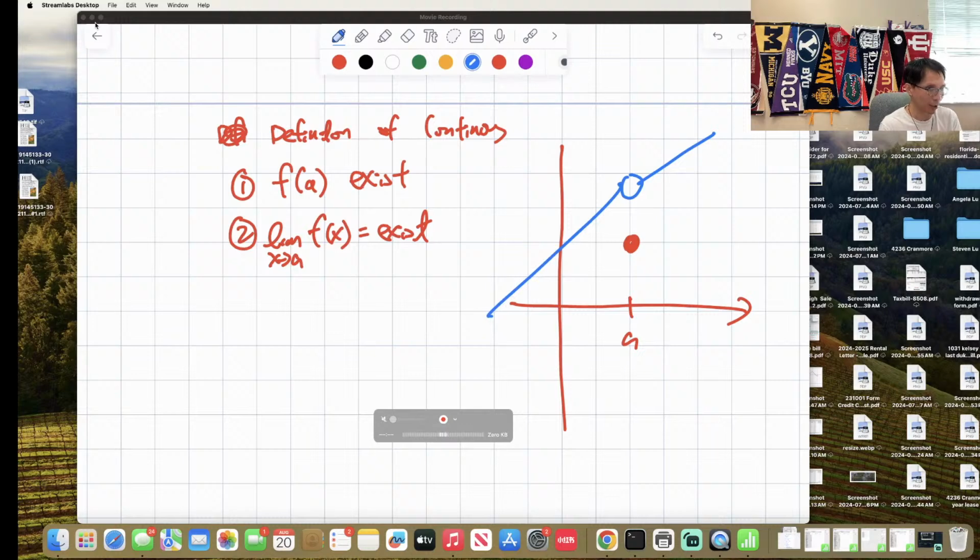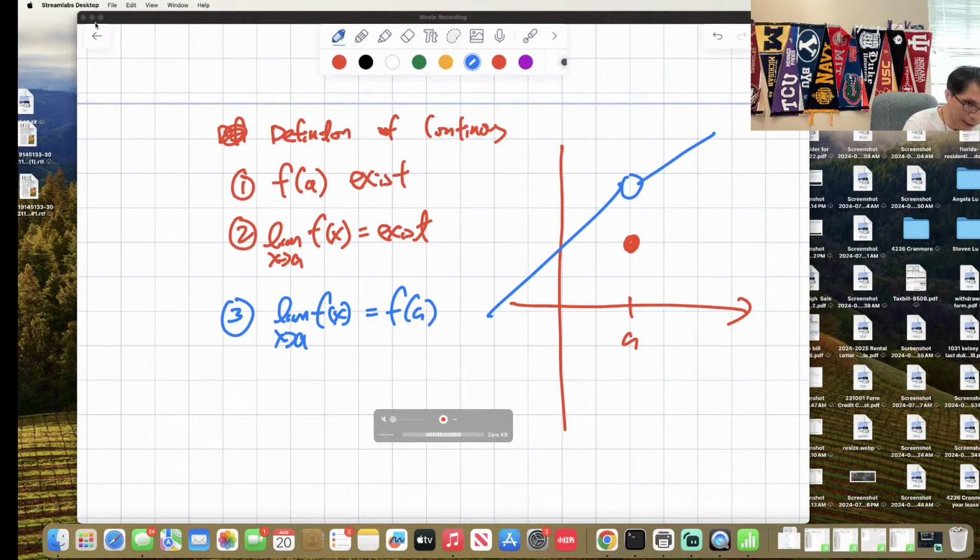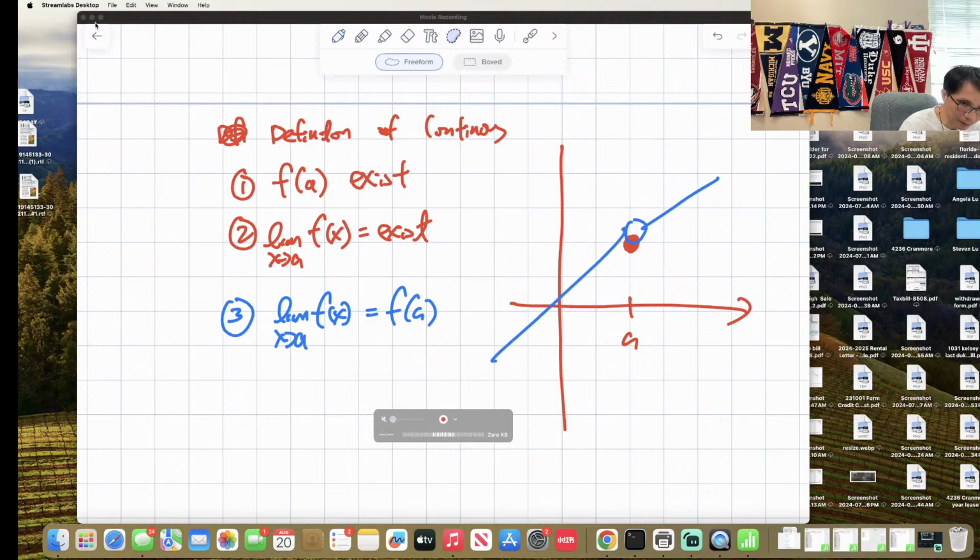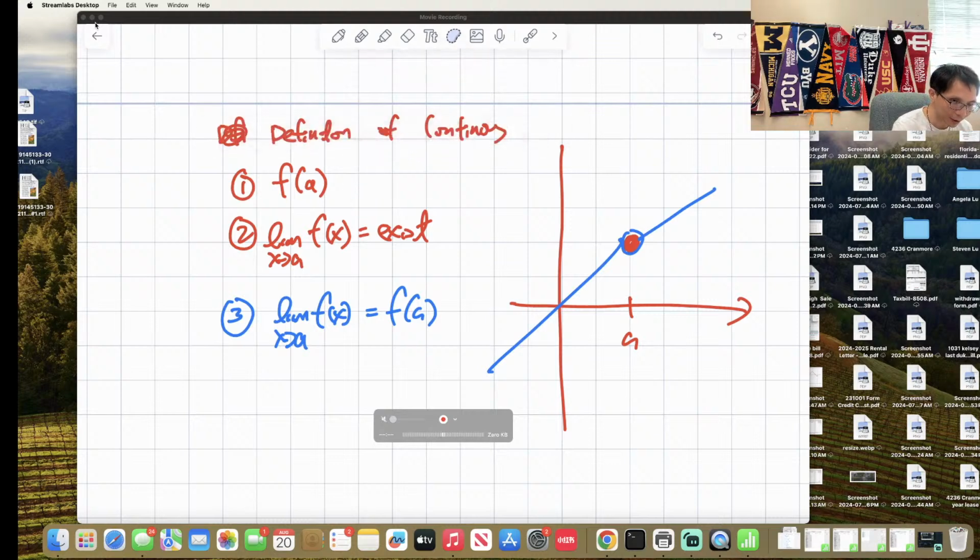What is the last condition? The two have to be equal to each other. Good, thank you. So the third one is the limit as x approaches A of f of x is equal to f of A. So technically, this here is going to move here and now it's continuous. So there are 3 requirements. f of A must be defined. That's a keyword, define. f of A must be defined, and the limit as x approaches A of f of x must exist.